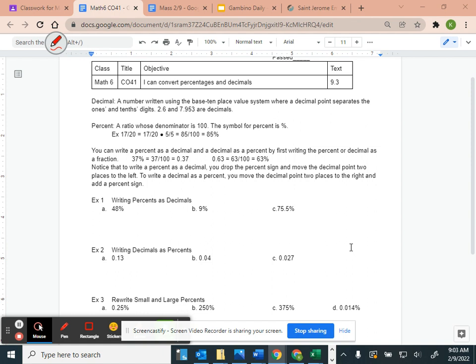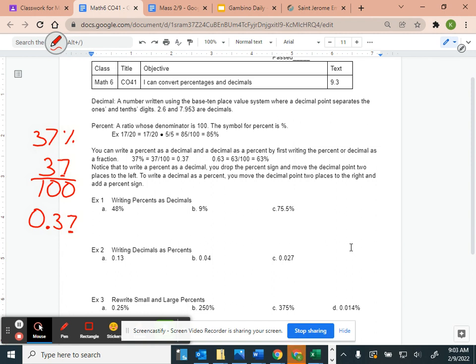So we can write a percent as a decimal, and a decimal as a percent, by first writing the percent or decimal as a fraction. So if we have 37%, we know from yesterday that's 37 hundredths. When we say that fraction, 37 over 100 is 37 hundredths. To write that as a decimal, our last place needs to be in that 100th place. So 37 hundredths, that last place, is in the 100th place.